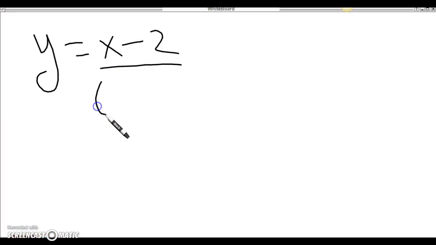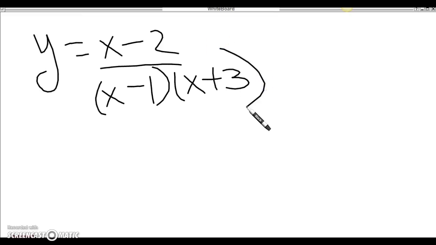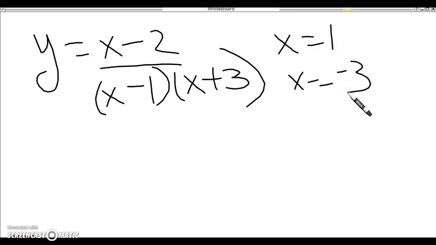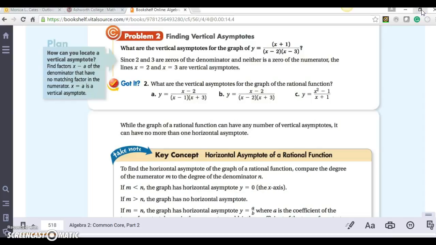We have y equals x minus 2 over x minus 1 and x plus 3. So my discontinuities are at x equals 1 and x equals negative 3. Neither one of them is removable, so those are also my asymptotes. Okay. Let's look at B.